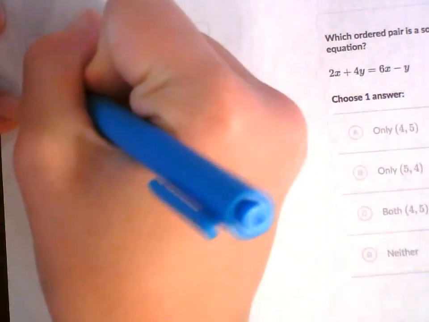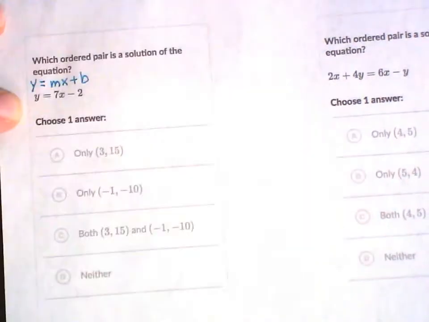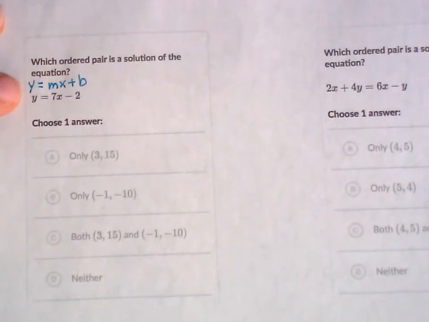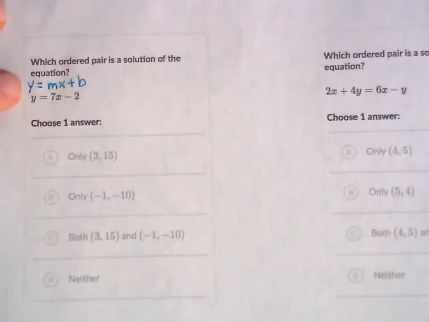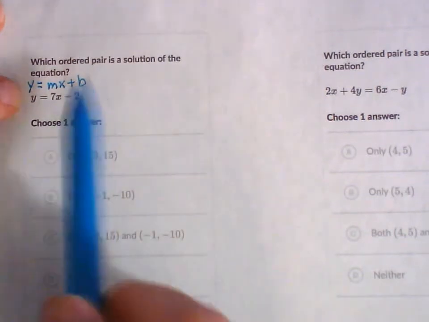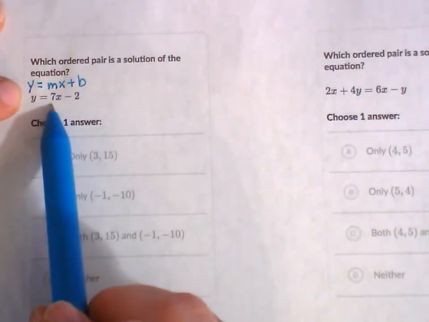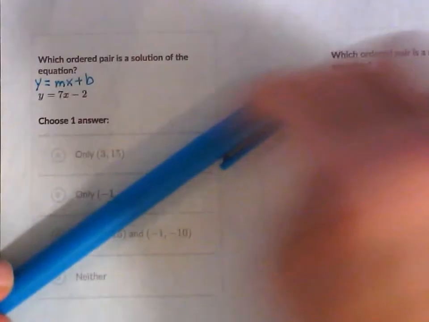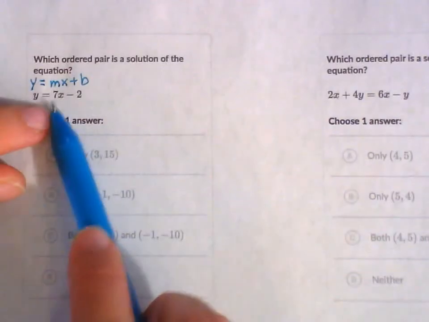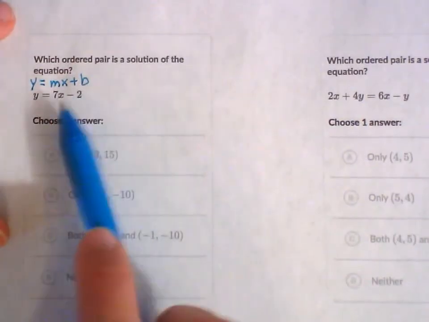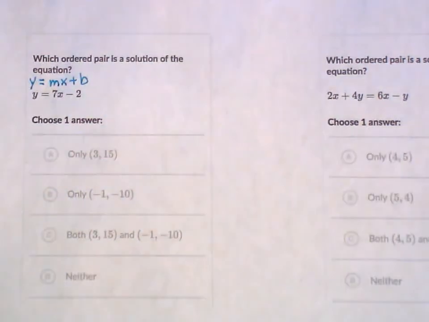When it's in this form, which we're going to be talking about this week, y equals mx plus b, this is slope-intercept form. This is very common. You're going to learn this form if you don't know it already. Where m is our slope, how steep the line is. The slope is 7. b is our y-intercept, so the y-intercept is -2. That's where the line goes through the y-axis.